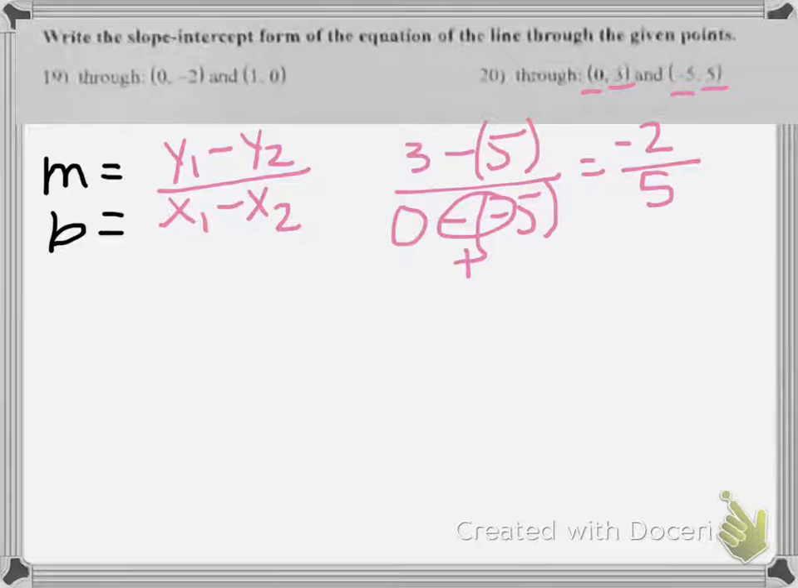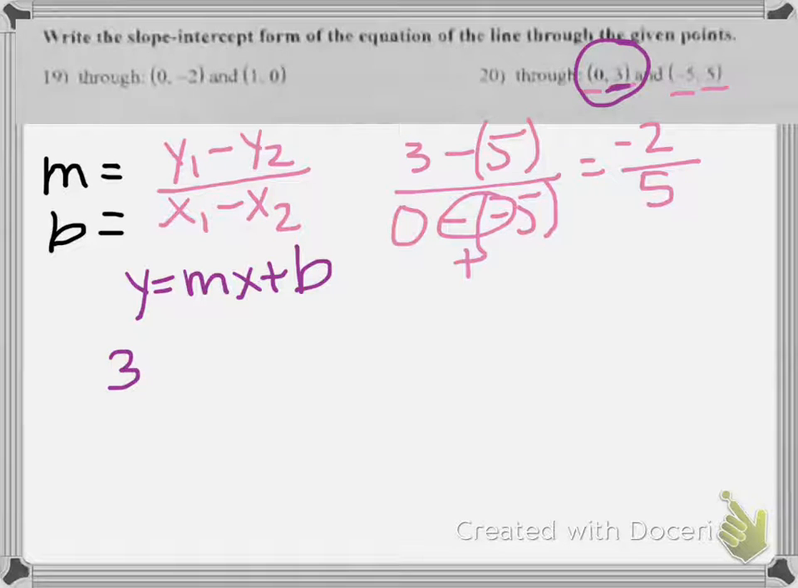So now we're left to find our b, which is our y-intercept. To find our b, we're going to use our equation, y is equal to mx plus b. And then we're just going to pick one point. So here I'm going to select my first point. So the y value there is 3. So 3 is equal to the m value, the slope that I just found, which is negative 2 over 5.